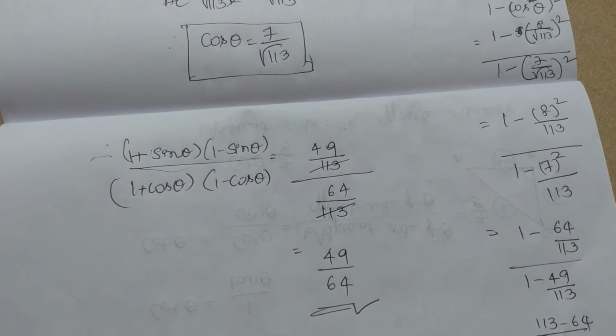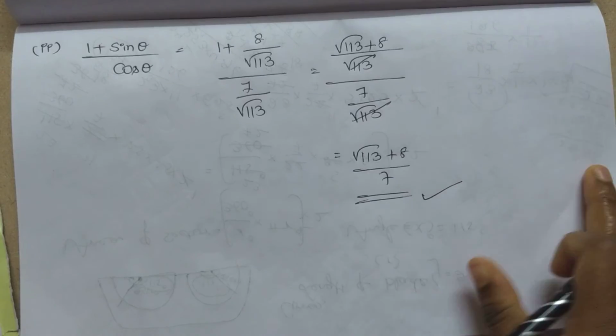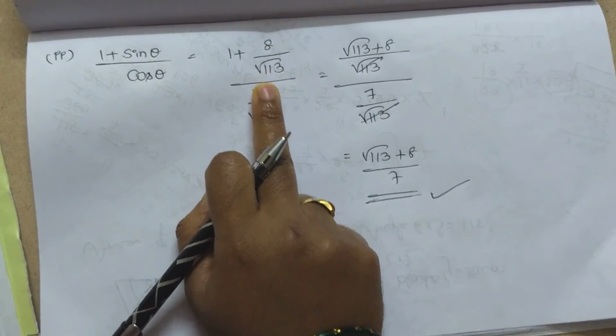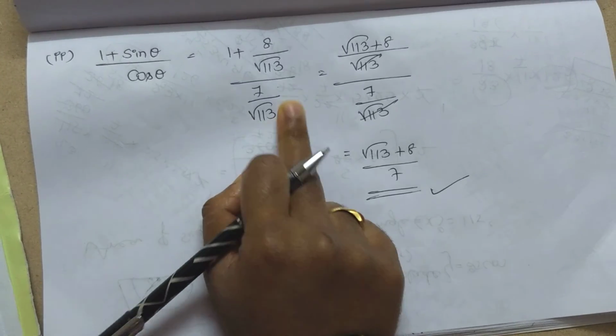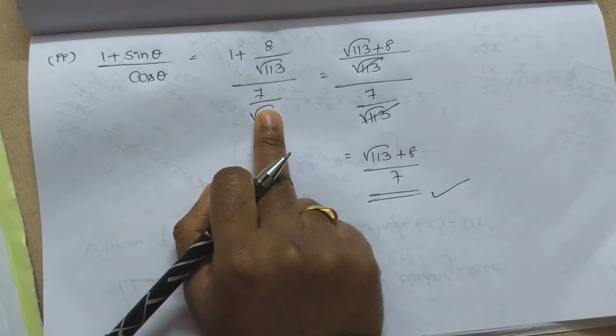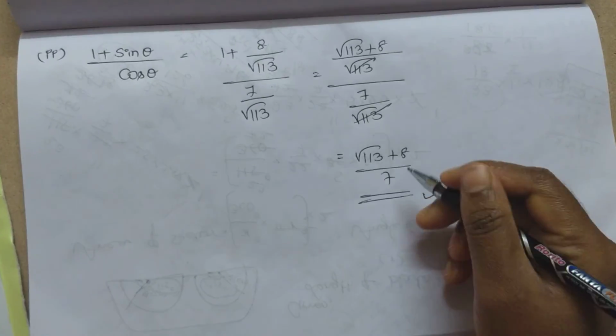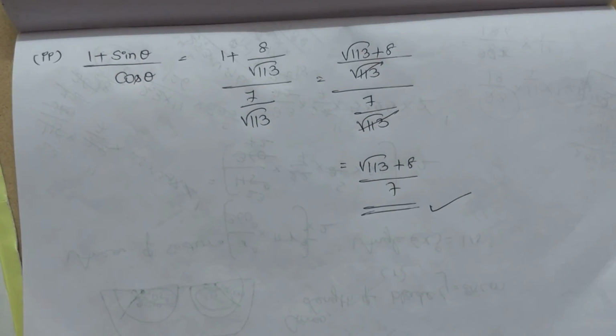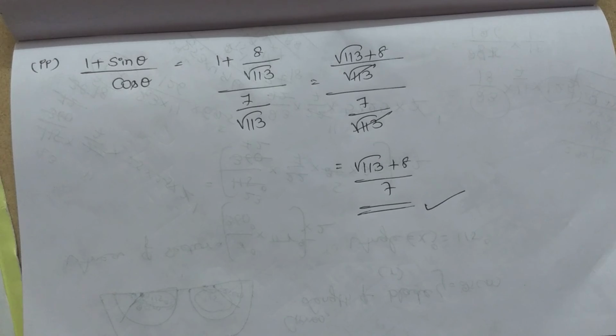In the same way, sub question 2 also. See here, this is sub question 2. In the place of sin theta, I have just substituted 8 by root 113. In the place of cos theta, I have substituted 7 by root 113. So that you will get the answer as root 113 plus 8 by 7. So this is the solution. So it's very clear once you understand the concept.